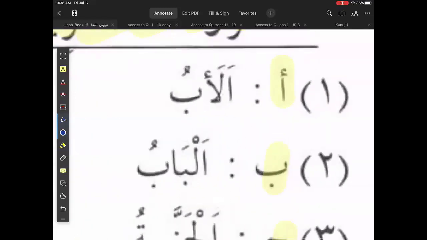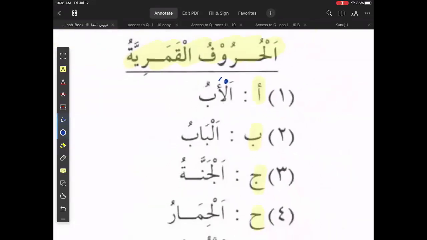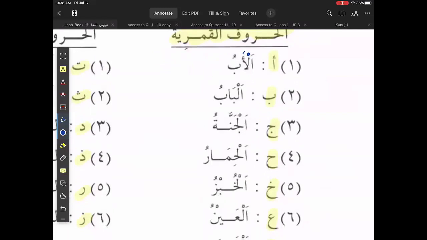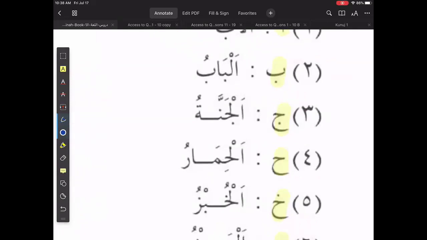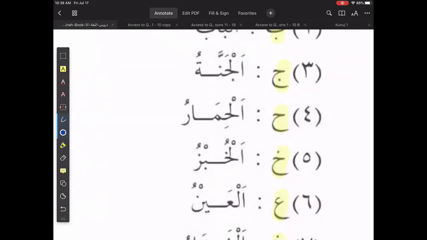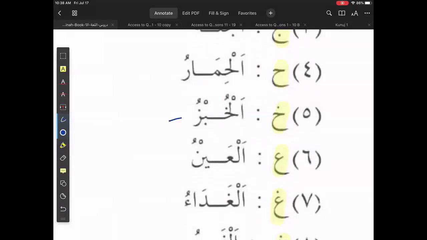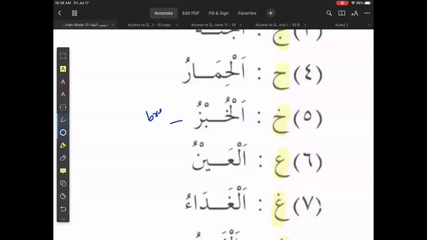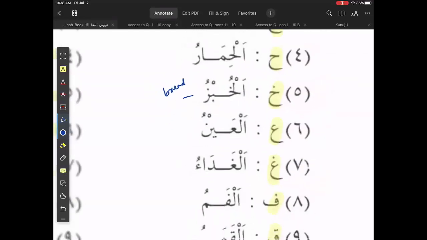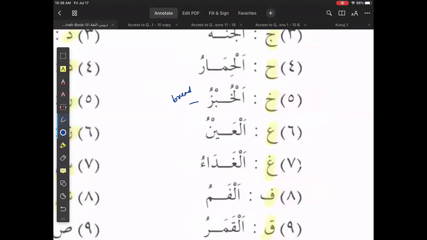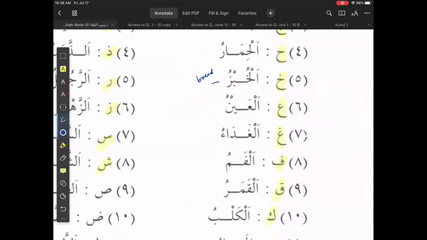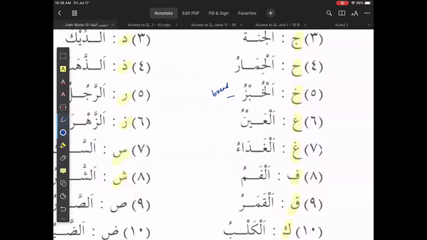So this is a mistake. It should be a sukun here, al-ab. It means you have to pronounce the alif lam clearly. Al-babu, al-jannatu, al-himaru, al-khubz. What is khubz? Do you know these meanings? The book gave you the vocabularies for this, right? Can someone verify if these meanings are in the vocabulary list while I'm going through this? Otherwise I might have to give you the meanings for all of them.